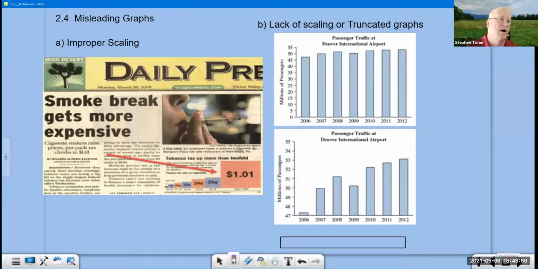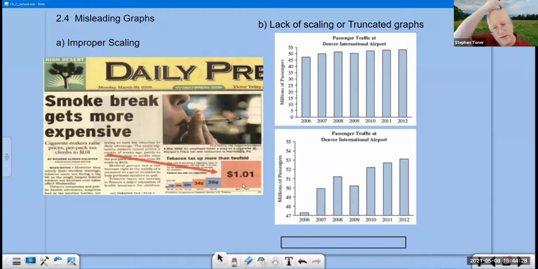Now let's talk about misleading graphs, and this is kind of a fun topic to deal with. The first one is improper scaling. Just look at this picture here. They're trying to talk about tobacco taxes going up from 39 cents to $1.01. Well, that's about 2.5 times the size. When you go from 39, it doubles to 78, then you tack more on, about 2.5 times bigger.